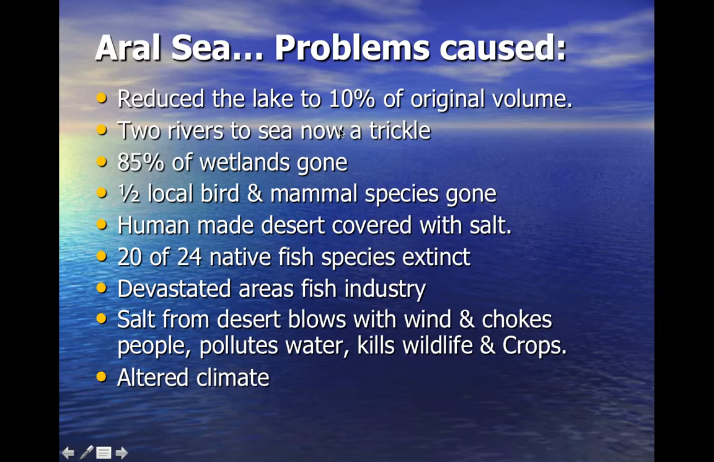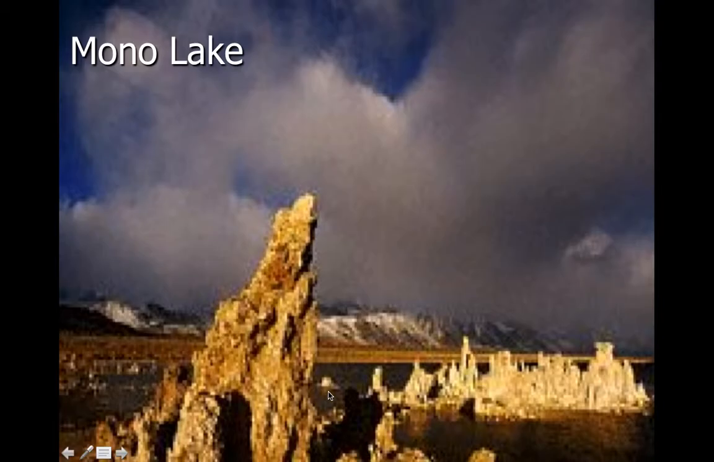10% of the volume decreased. 85% of the wetlands were gone due to this process. And you can see the number of species, plants and animals that have been devastated due to this problem.